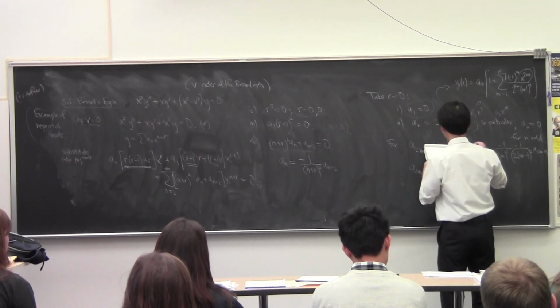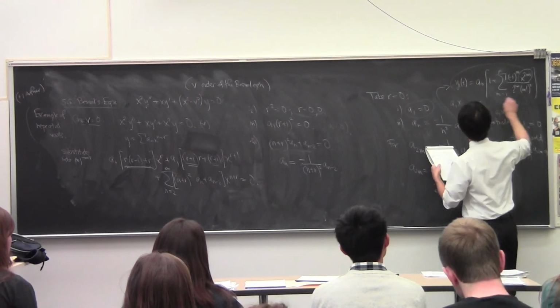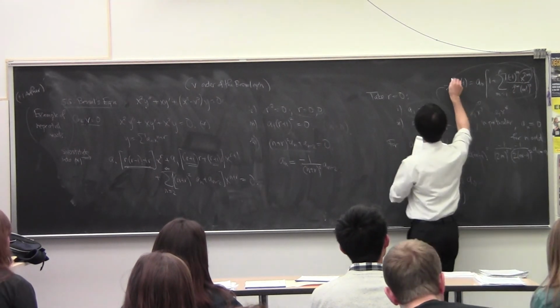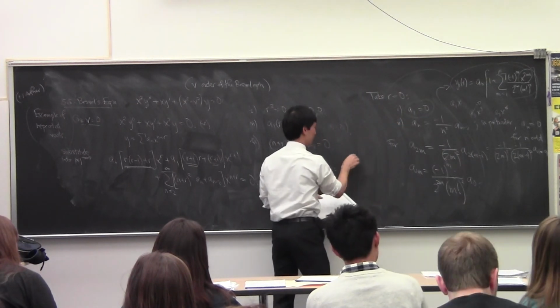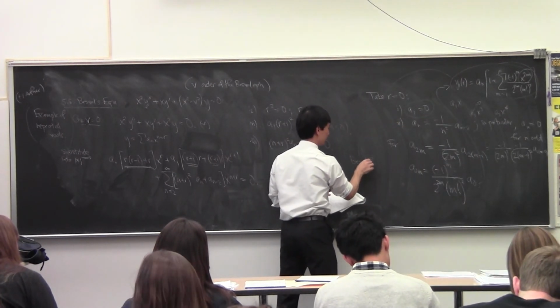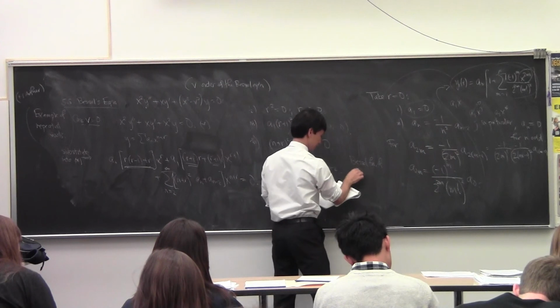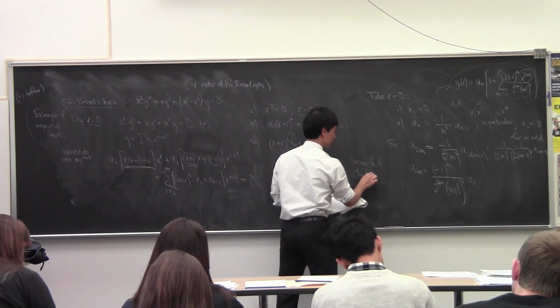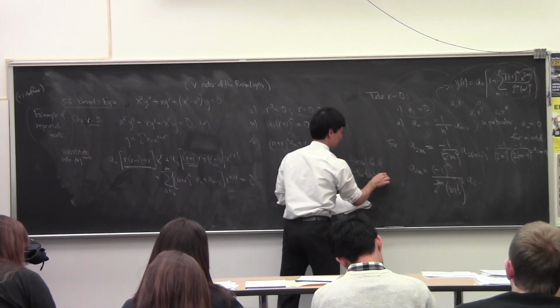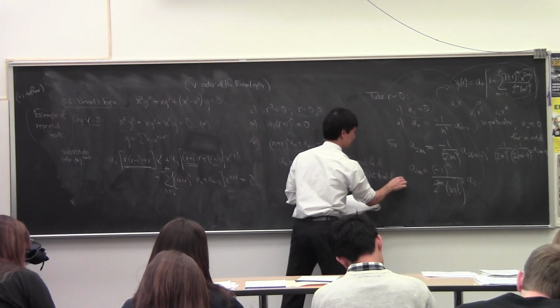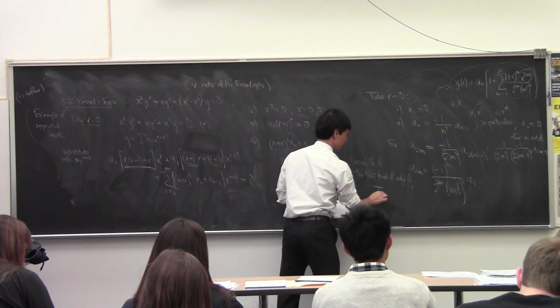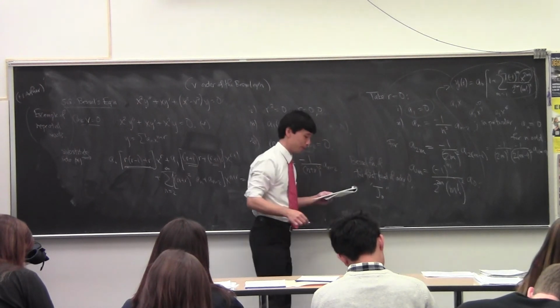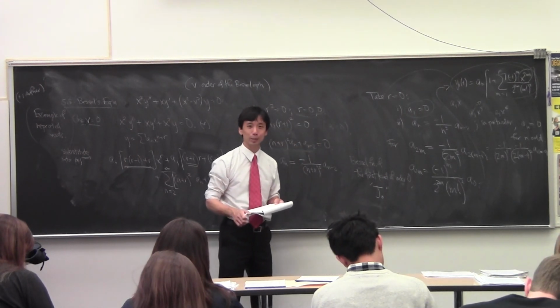But let me just say that this guy is a well-known function. It's called the Bessel function of the first kind of order 0. And it has a symbol for it. It's always called J sub 0.